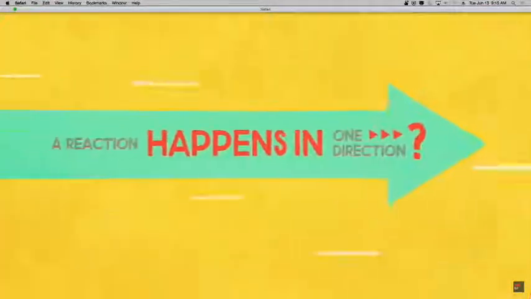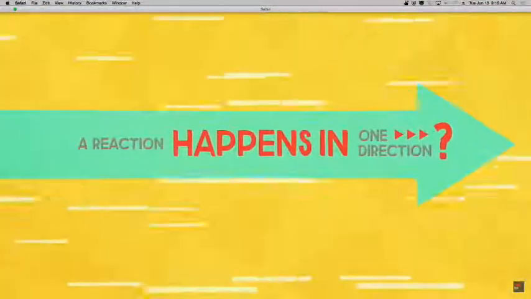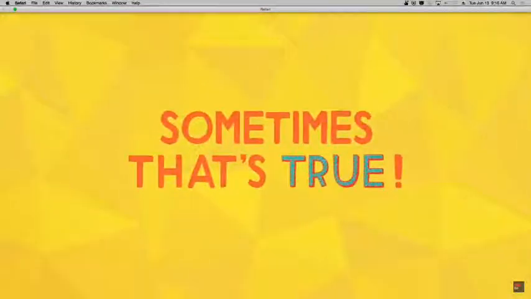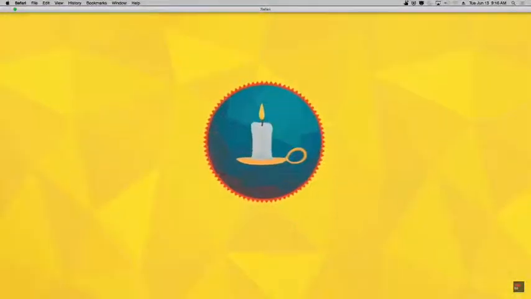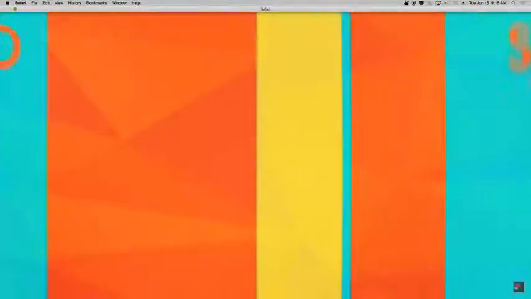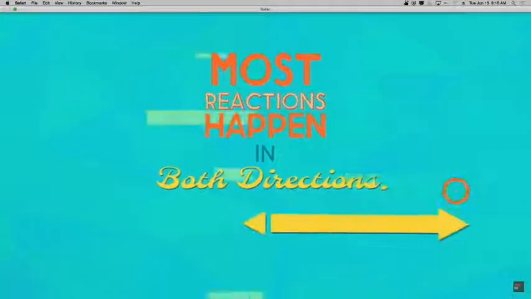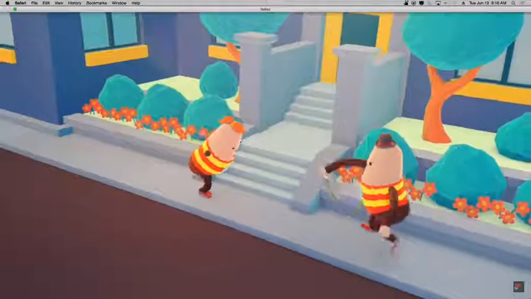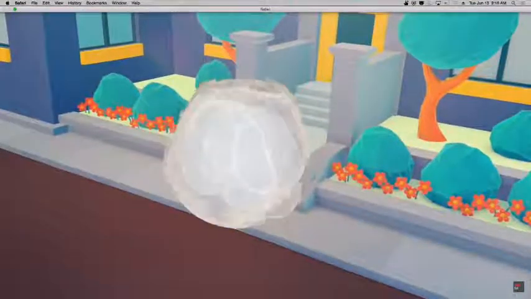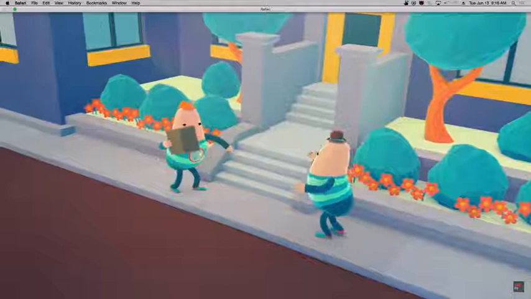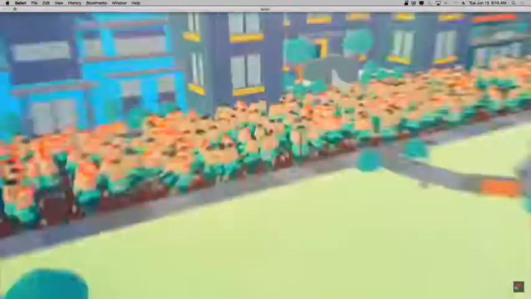Now you're probably thinking that a reaction just happens in one direction and that's it. Sometimes that's true. For example, things can't unburn or unexplode. But most reactions can happen in both directions, forward and reverse. There's no reason that our face arm guy can't bump into armless girl, reattaching that arm back to its original socket.